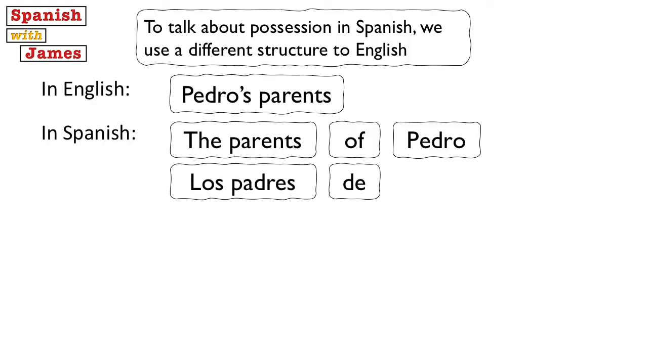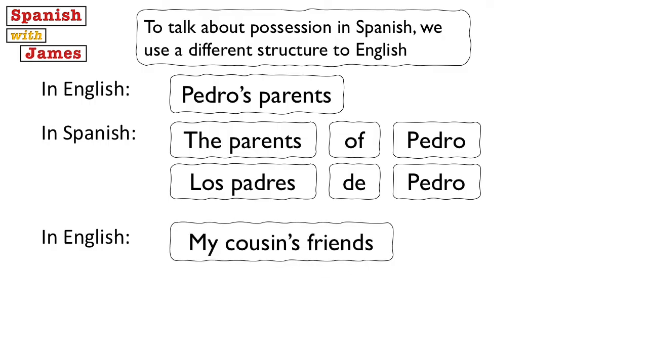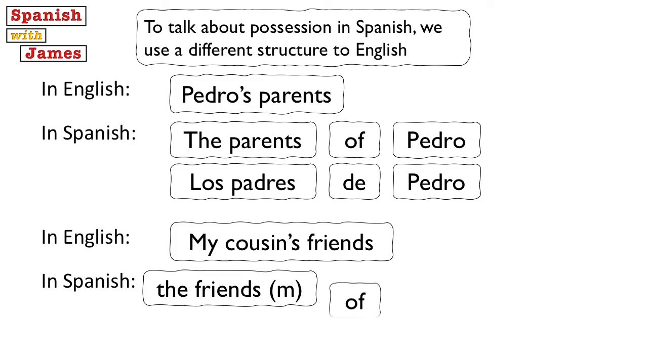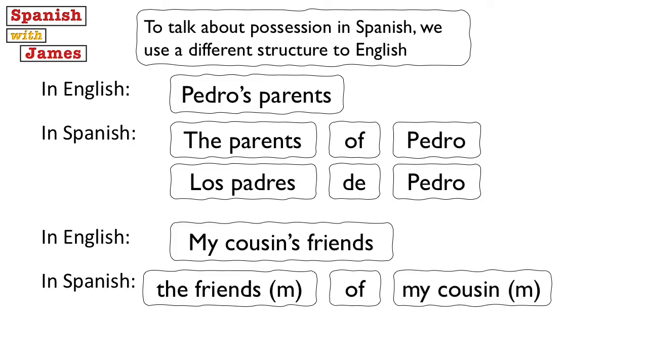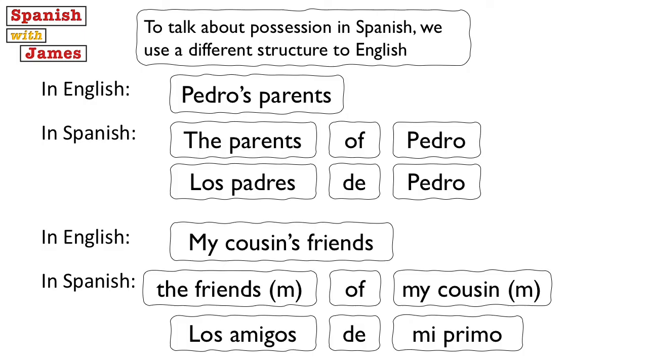Los padres de Pedro. Another example, to say my cousin's friends. In Spanish, the friends of my cousin. Now let's say that they're male friends and it's a male cousin. In Spanish this would be los amigos de mi primo.